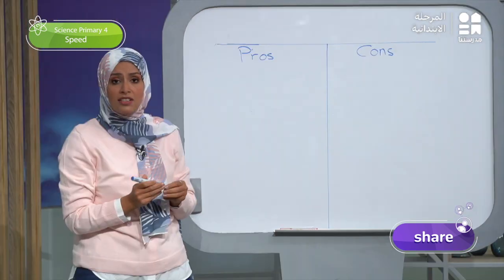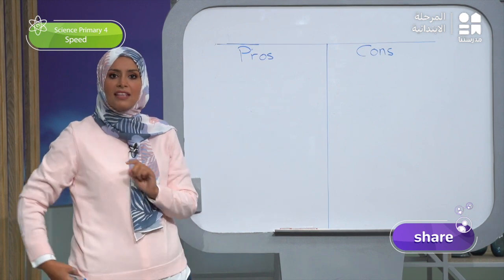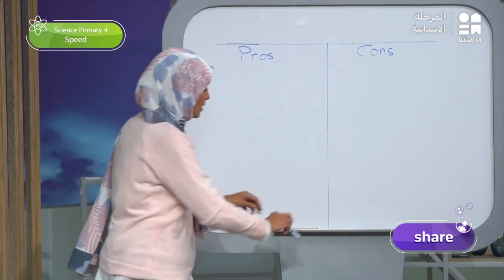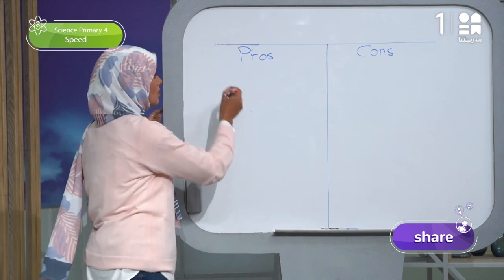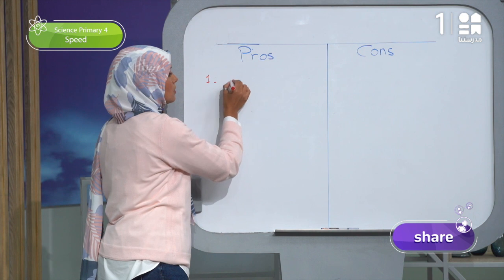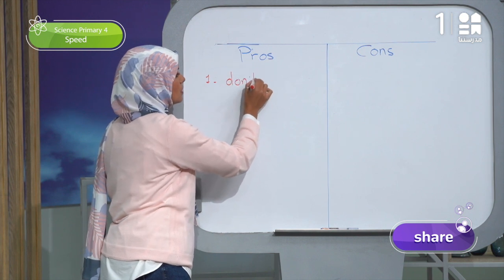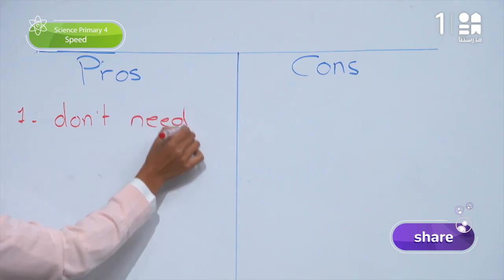Pros بمعنى advantages and cons بمعنى disadvantages, مميزات وعيوب. أول ميزة عندي قريناها في التكست, they don't need gasoline. So the first pro, don't need gasoline.